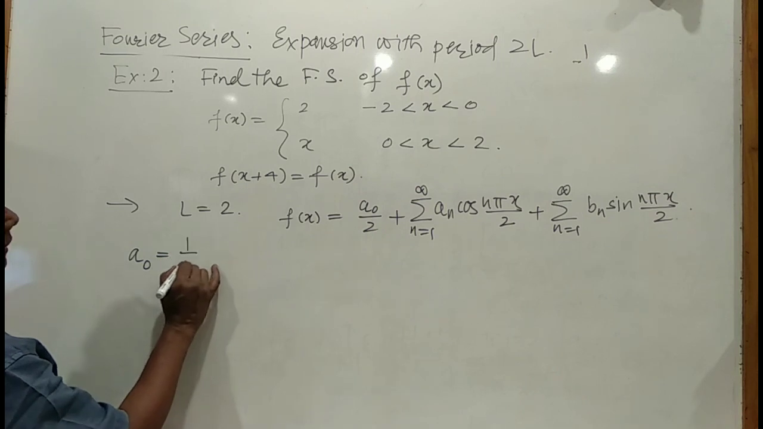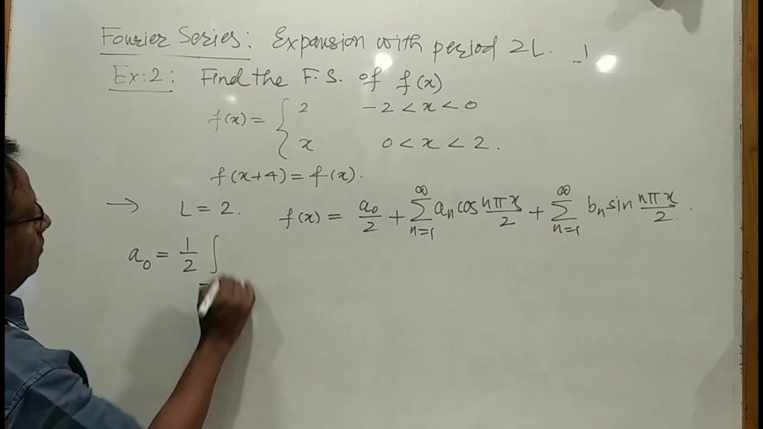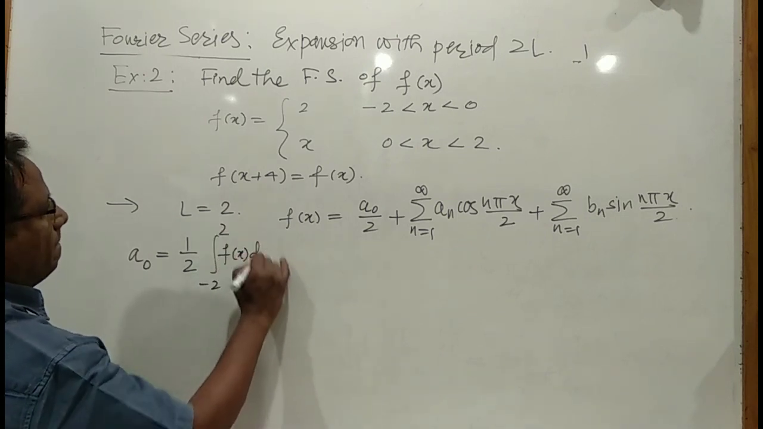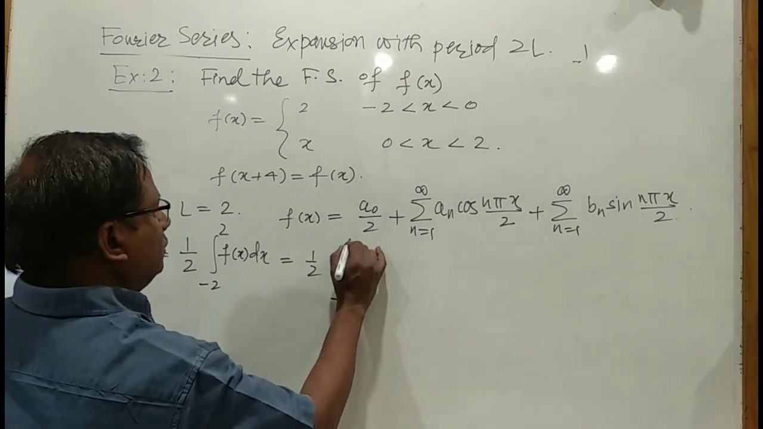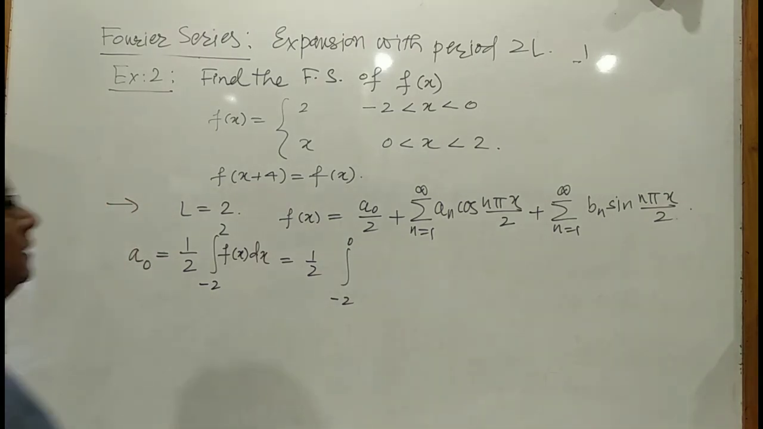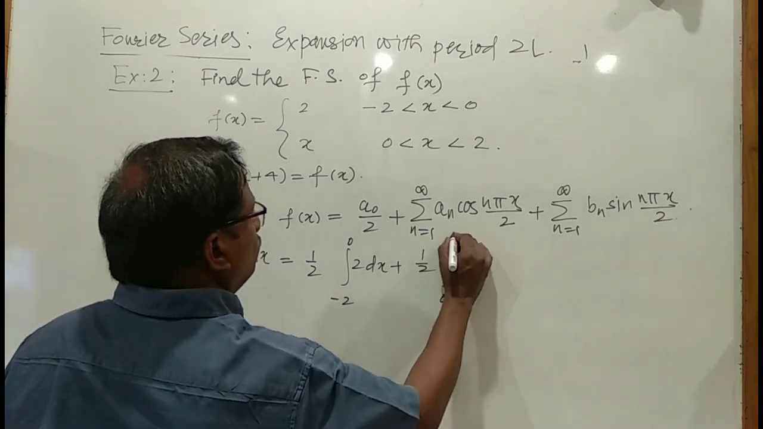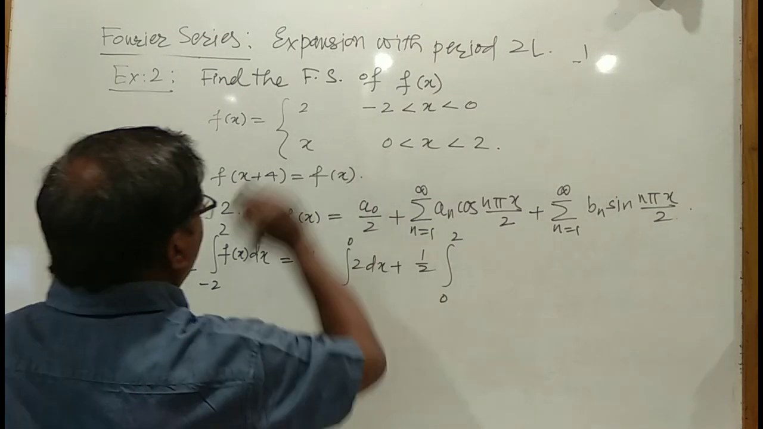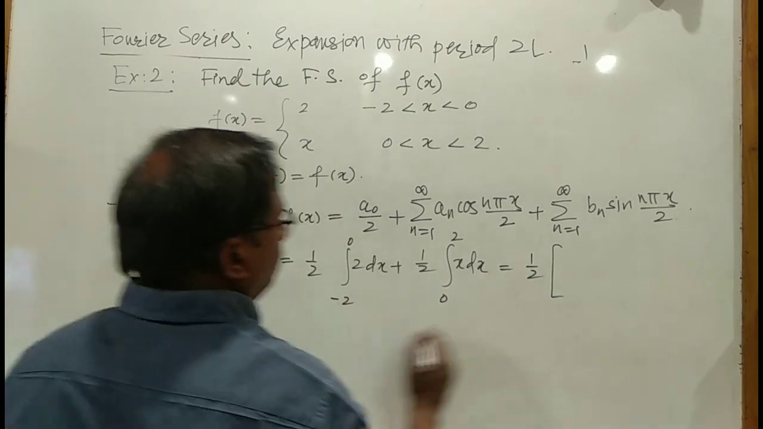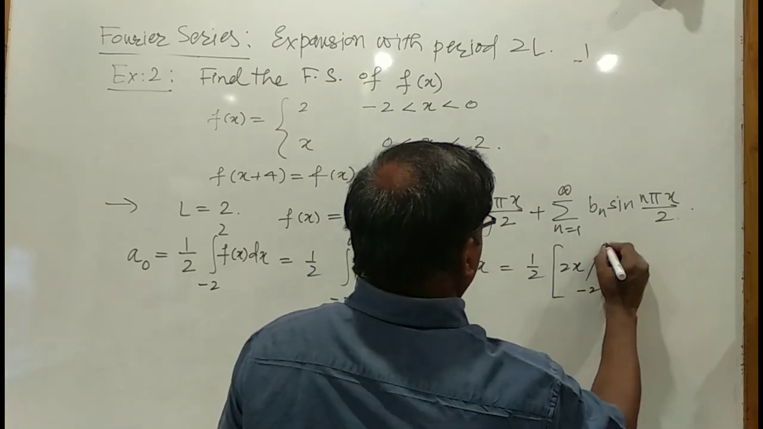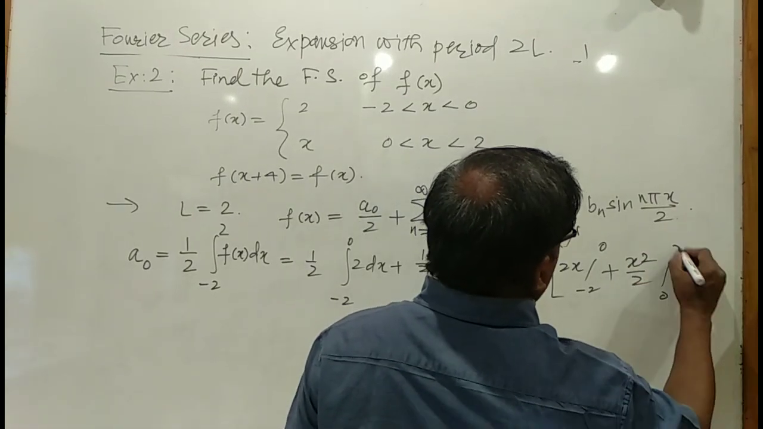a0 equals 1 upon L, means 1 by 2, integral minus 2 to plus 2 f of x dx. That can be written as half integral minus 2 to 0. Within this limit value of f of x is 2, so 2 into dx, plus half integral 0 to 2. In this interval value of function is x, so x dx. So this is half, integral of 2 is 2x within the limit minus 2 to 0, plus integral of x is x square by 2 within the limit 0 to 2.